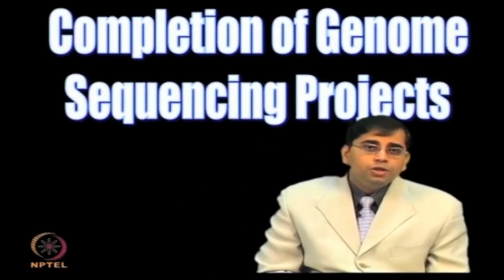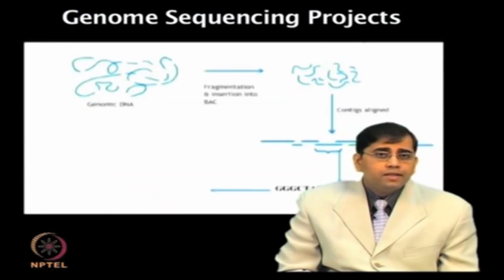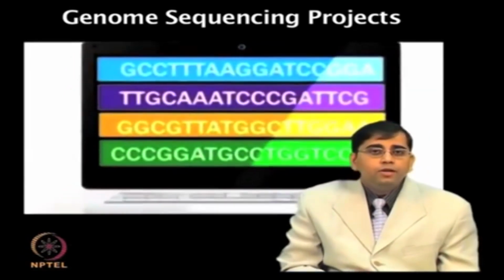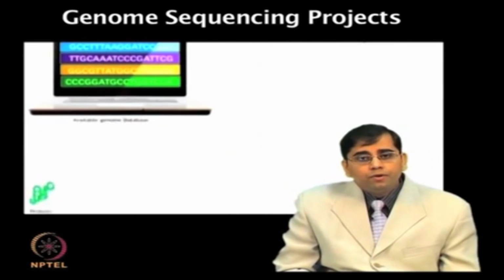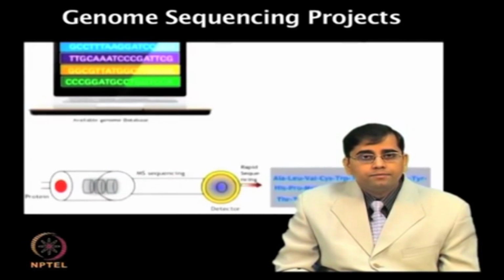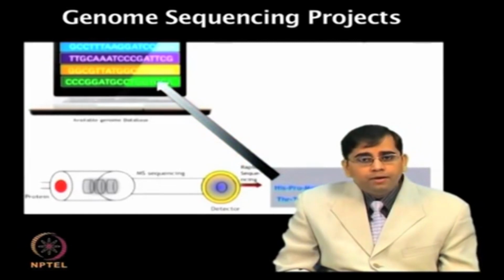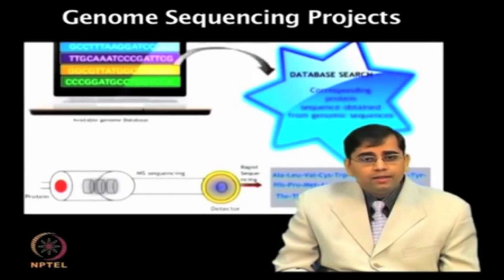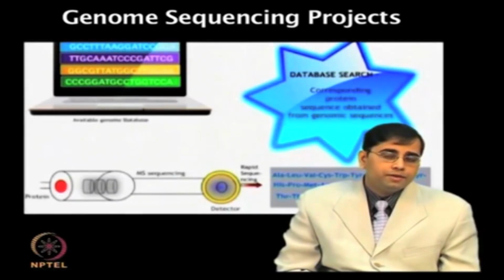Completion of several genome sequencing projects. Genome sequencing of several organisms, including humans, has been successfully completed, and these genome databases are extremely useful in correlation of gene and protein sequences. Several databases are now readily available, which can easily help in identification of the gene sequence of a protein which has been sequenced by mass spectrometry.